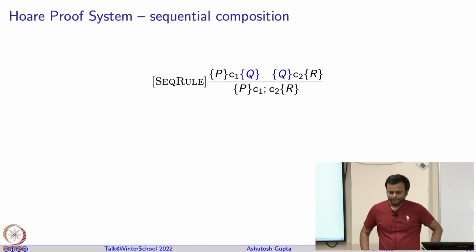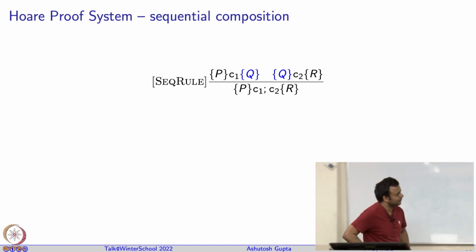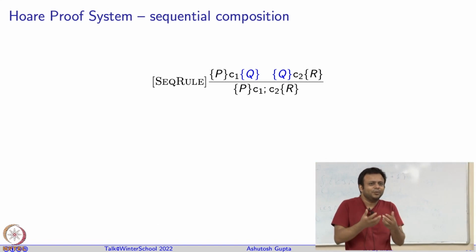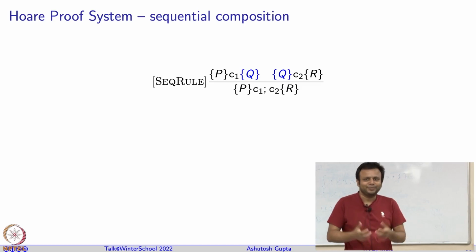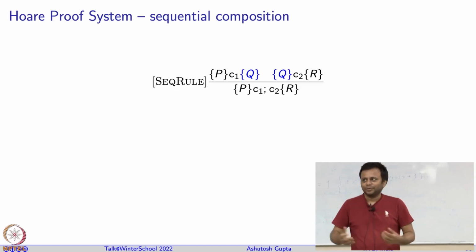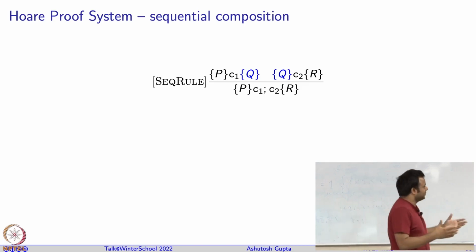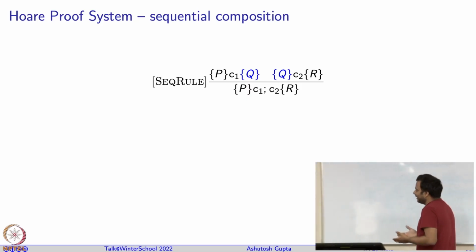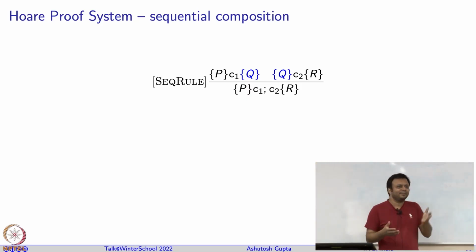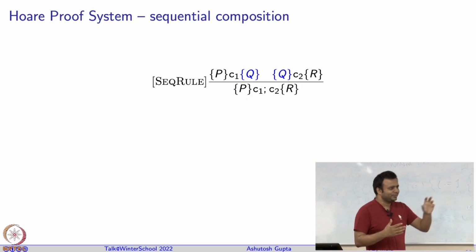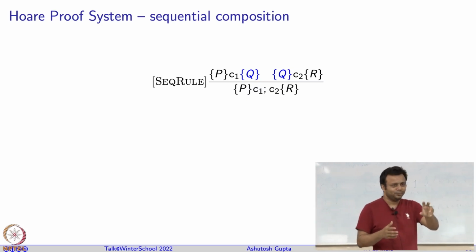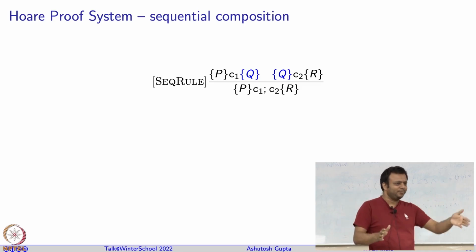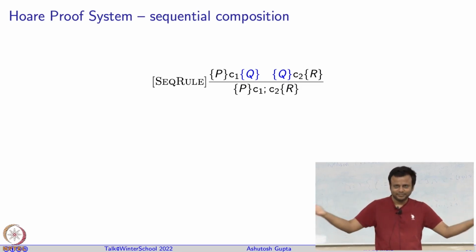Sequential programs are not single statements. You compose them. That is the whole point of writing a programming language: you compose small things to build more complex things. Sequential composition means one statement after another. It's a very simple idea. If you have two programs written one after another, and executing from P you land in Q, and the other program starts with Q and lands in R, then you can say the entire program starts with P and lands in R.